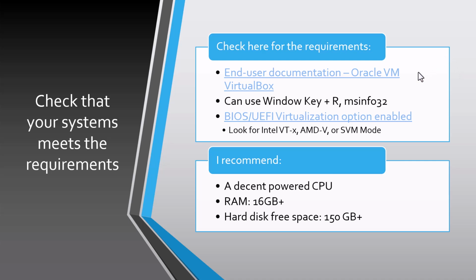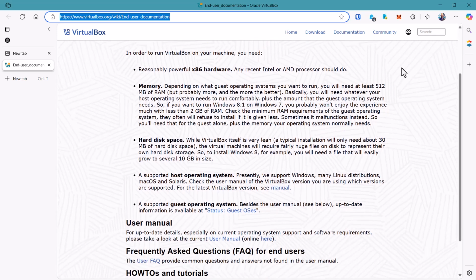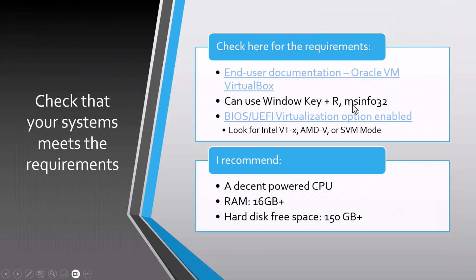Okay, so the first thing we're going to do is check your requirements. There is end user documentation by Oracle here. Let's just open that browser real quick and show you the page, so you can take a look at that and see if it meets your requirements. Then you can use the Windows key plus R, and it will pop up the Run dialog, and you can type in msinfo32, hit the Enter key, and it will give you the configuration of your computer, so you'll know exactly what you have.